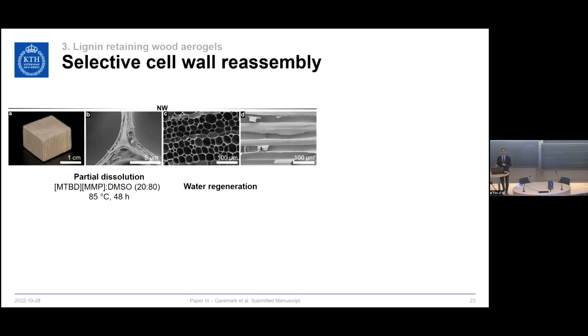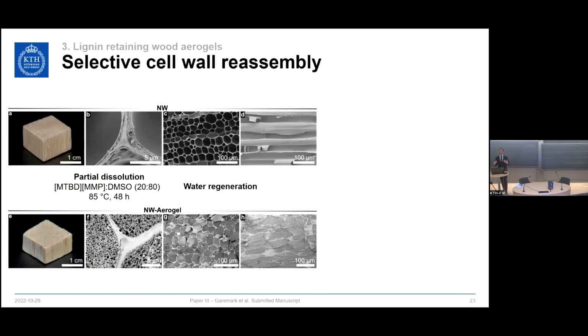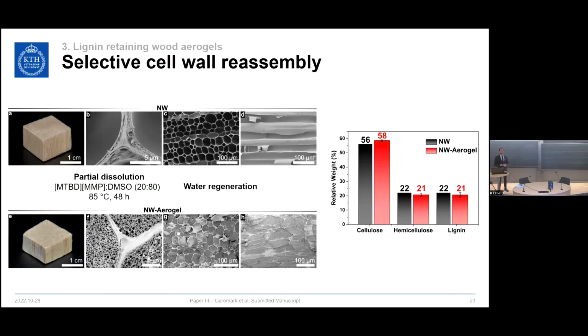We then regenerate the structure in water, and we end up with a structure with a high density of nanofibrillated networks in the lumen. And it seems like the cell wall itself is only comprising the compound middle lamella and the cell corners, which means the lignin-rich regions of wood. Studying the major constituents in wood, cellulose, hemicellulose, and lignin, we see that the relative content does not change much during this treatment. And this has a very strong effect on the physical properties.